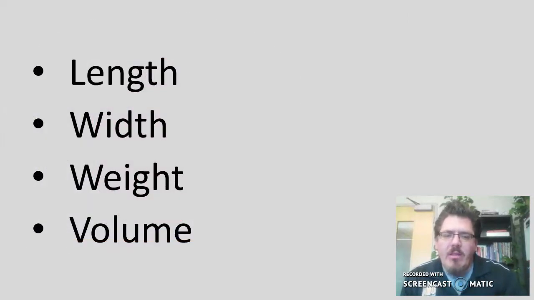Length, width, weight, and volume are examples of measurable attributes of an object. More importantly, they are measurable attributes that kindergarten students can conceptualize, at least in simple terms. This is what standard K.MD.A.1 is all about. We want kindergarten students to start thinking about the characteristics of objects that they can measure. Let's look at a couple of examples of how you can approach the standard with your student.